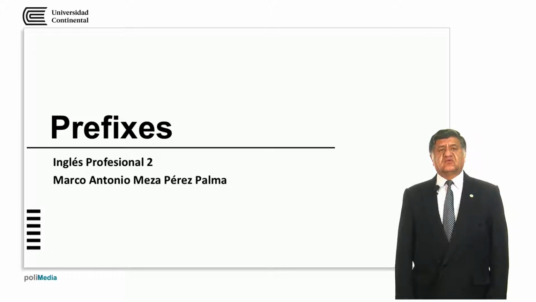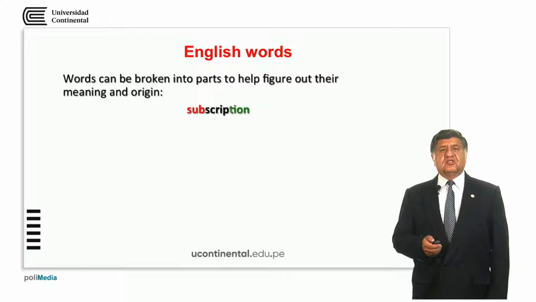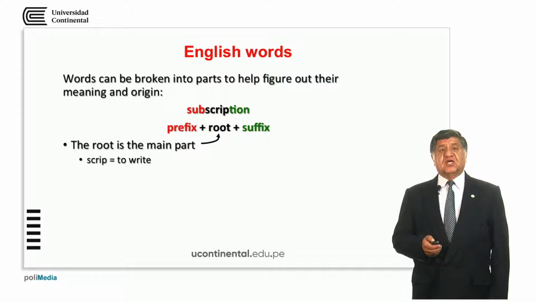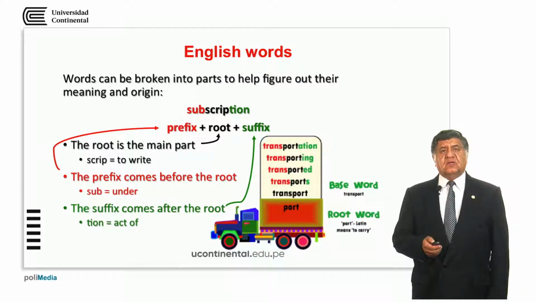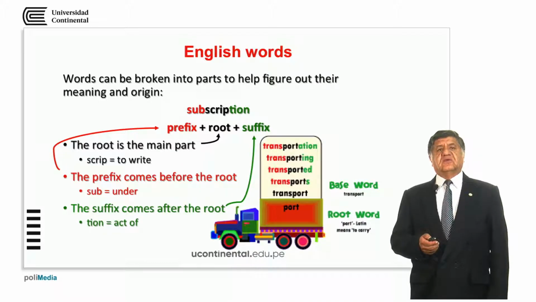Okay, now we have to talk about prefixes. Prefixes are very important parts of speech in English as in any other language. English words can be formed using three particles. The main particle, that is called the root, in this case script, is the one that gives the meaning to the whole word. The prefix goes before the root and gives a special quality to the meaning of the root. And the suffix, the same, goes after and gives another quality to the word.